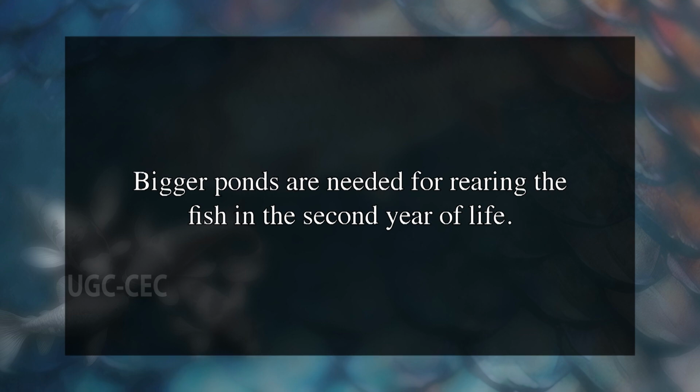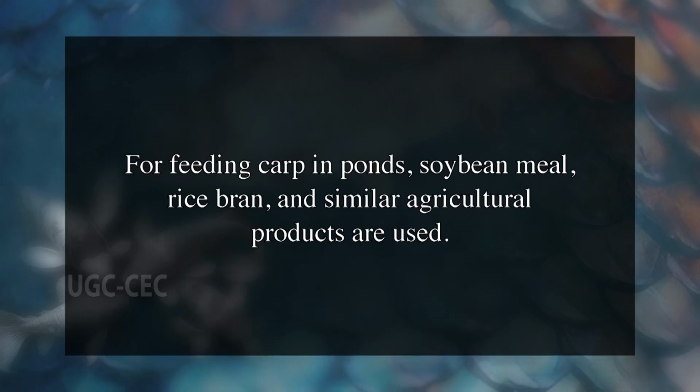Bigger ponds are needed for rearing the fish in the second year of life. There are large carp ponds in certain areas of Central Europe, while in Asia, common carp are often cultivated in rice fields, a practice called wetland cultivation. This method is increasingly endangered by sprays used to control pests and disease and by toxic agents resulting from industrial development. For feeding carp in ponds, soybean meal, rice bran and similar agricultural products are used.